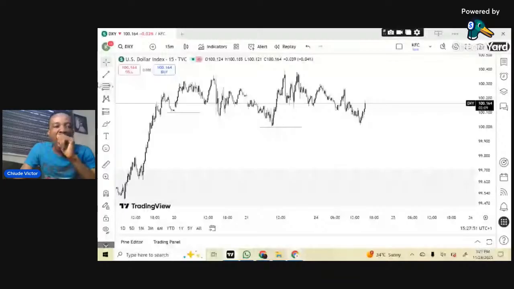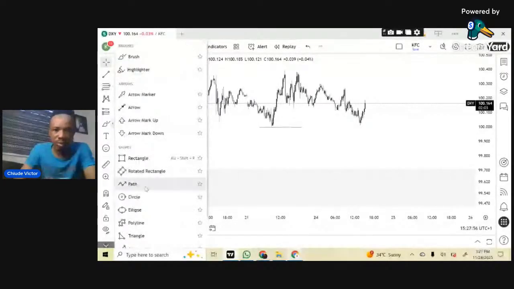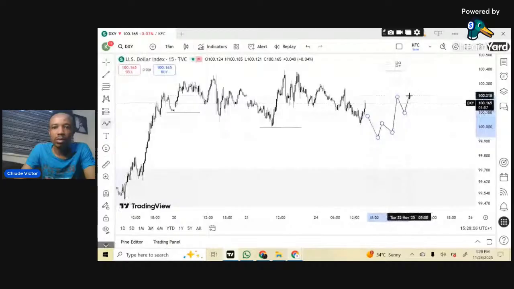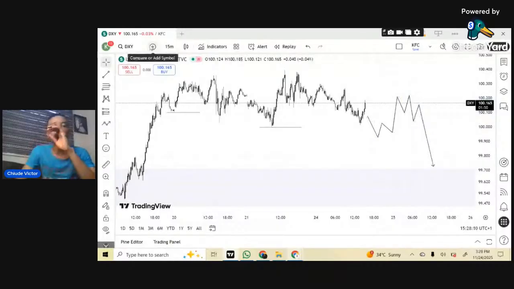So I personally will be expecting that price would, okay. So once I see this, I either will go short on bearish on DXY. That means short on bullish on GU and the rest of the U's.